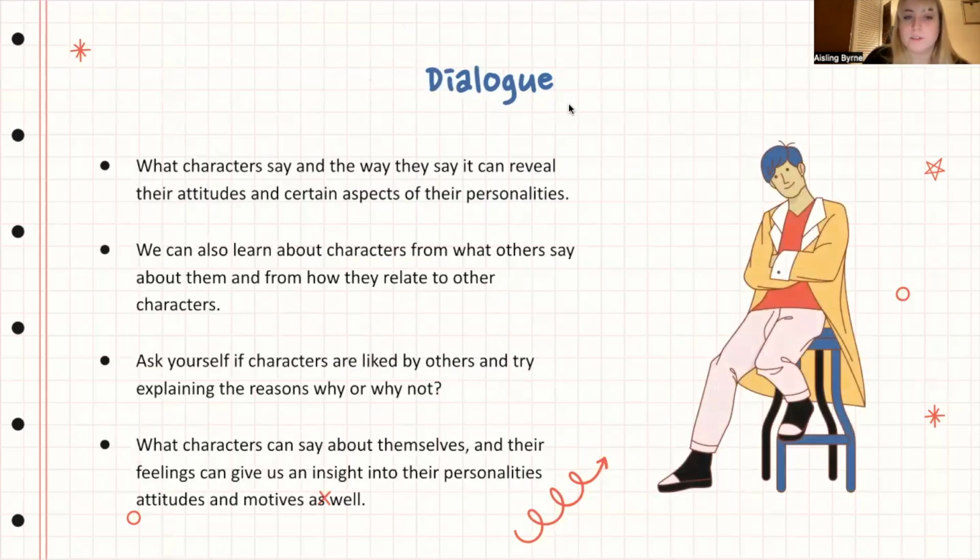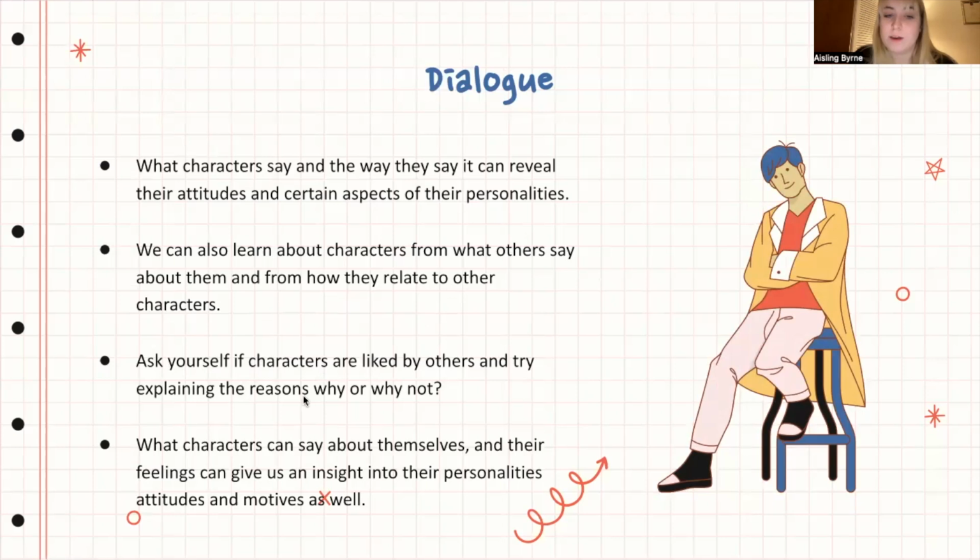Now we're looking at dialogue. What characters say and the way they say it can reveal their attitudes and certain aspects of their personality. When we look at dialogue in a text, we get a deeper insight into these characters than just what the author's telling us. We can also learn about characters from what others say about them and from how they relate to other characters. So maybe when other characters are talking about certain characters in a text, we find out more about them from the perspective of other people.